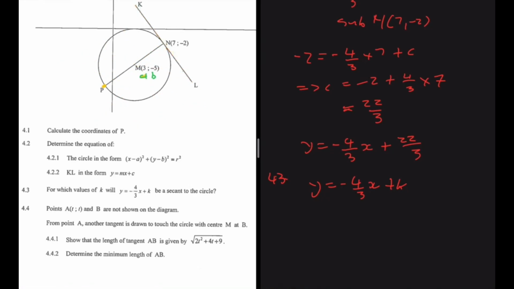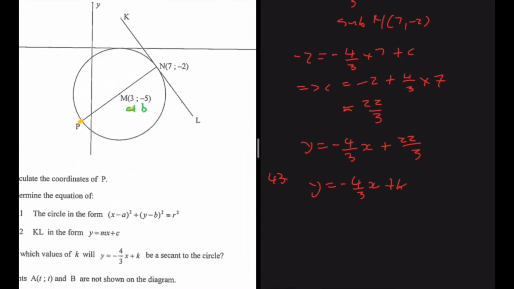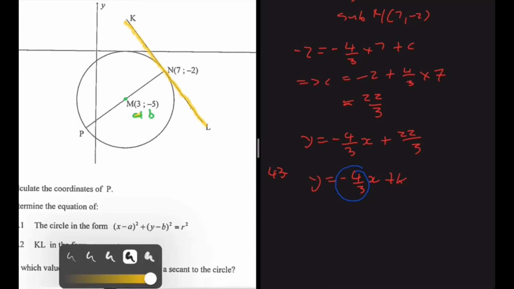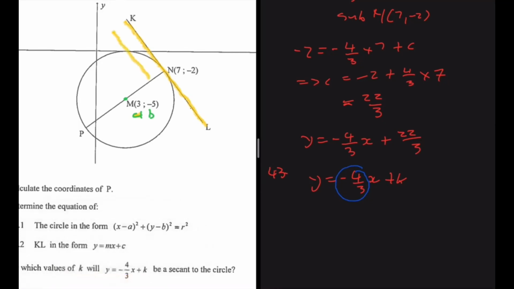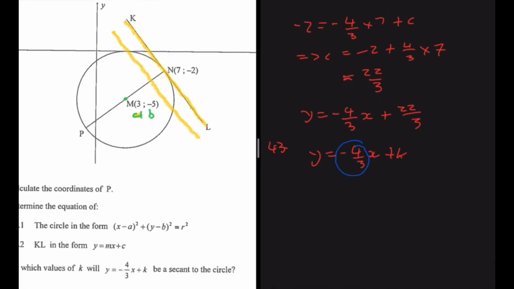I don't think this question was easy at all, but let me propose something here. The gradient of this line KL is equal to minus 4 divided by 3, and the line we are also interested in has a gradient of minus 4 divided by 3. So let me show you something. If we shift it some units, and it's somewhere here, it still has the same gradient, then it will be a secant to our circle.